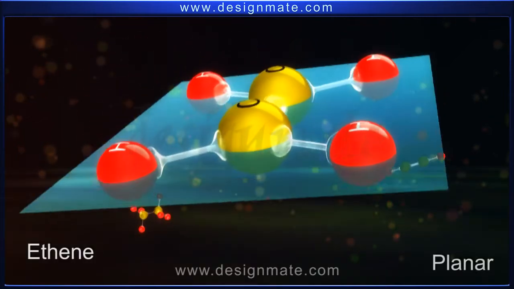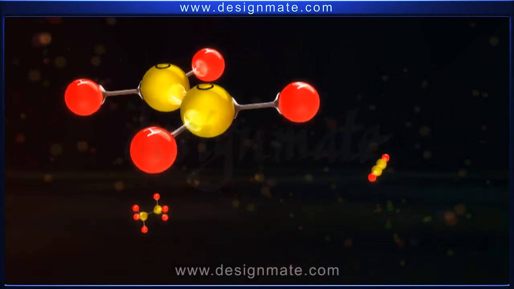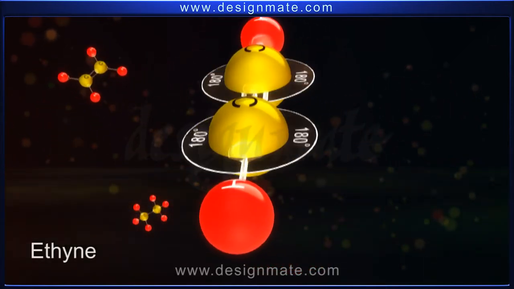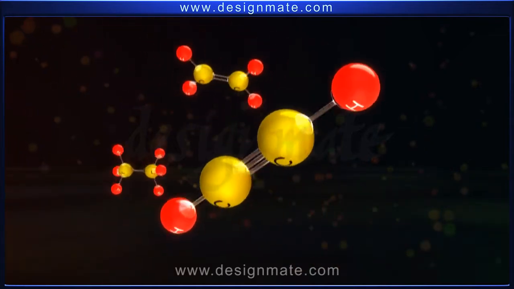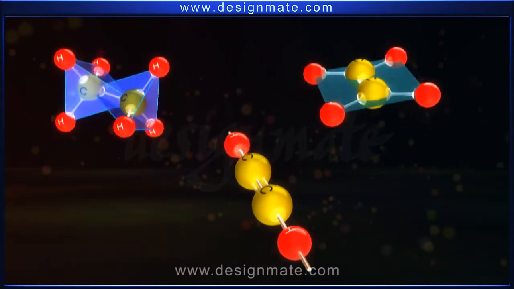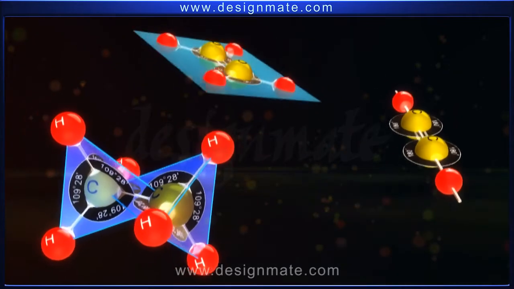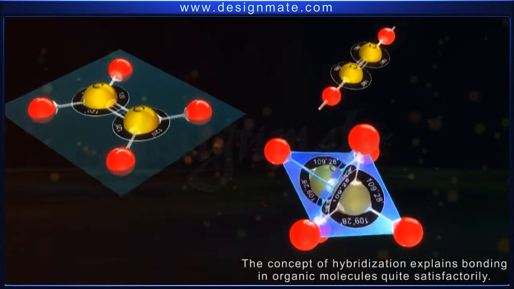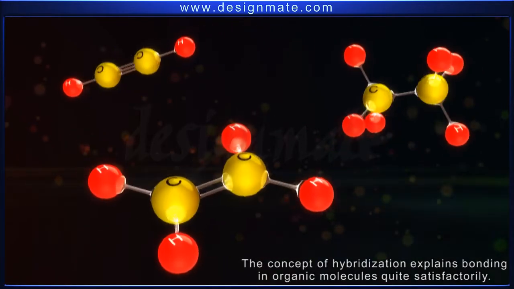Ethene is a planar molecule with a bond angle of 120 degrees, while ethyne is a linear molecule with a bond angle of 180 degrees. All these three hydrocarbons differ from each other in geometry and bond angle. Can you explain the reason behind this difference? Well, the concept of hybridization clarifies this difference quite satisfactorily.